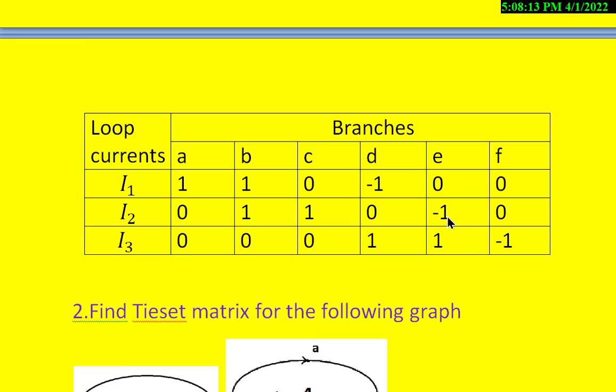For E it is minus 1, for B and C it is plus 1. And the rest of the elements are disconnected, so put 0 here.